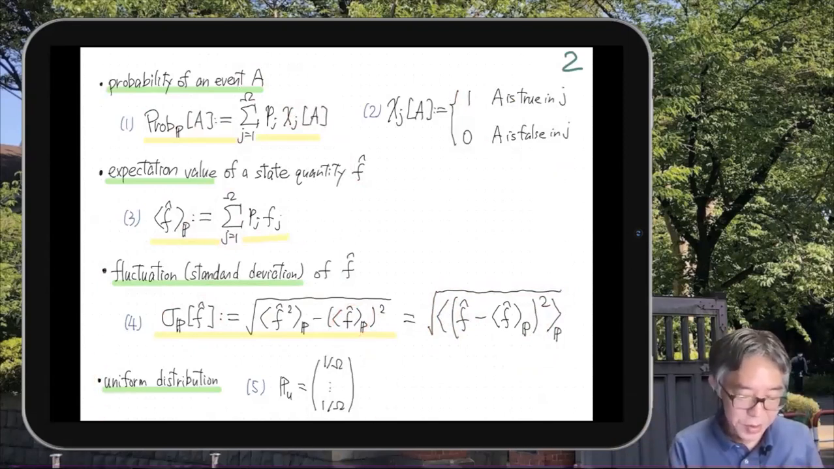This is a very special example of a probability distribution called the uniform distribution. Here, all the entries are exactly equal and equal to 1 over omega, the uniform distribution.